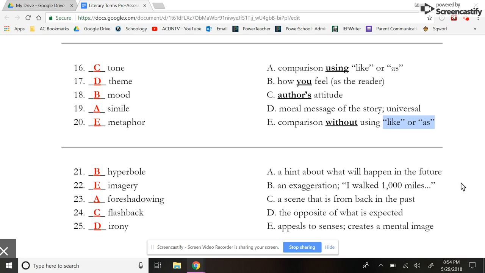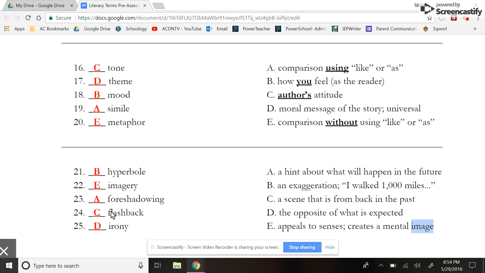A hyperbole is an exaggeration, such as I had to walk 1,000 miles. Imagery appeals to the senses and creates a mental image. Hopefully, this is a simple one for you to complete because imagery and image are literally in the definition. So that one should just be a freebie.